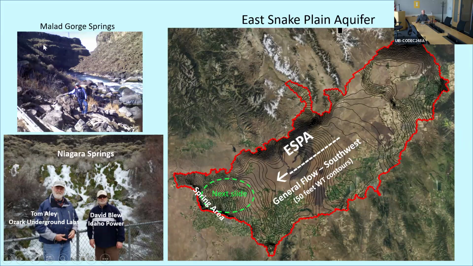Some of our first traces were in Malad Gorge at the Malad Gorge Springs. In the upper left is Dave Blue with Idaho Power assisting the program. And then in the lower left at Niagara Springs is also Tom Aley with Ozark Underground Labs. Tom has been dye tracing since I think it was the late 1960s, and he still continues to dye trace today and has a private lab with specialized equipment to analyze for different types of dyes.